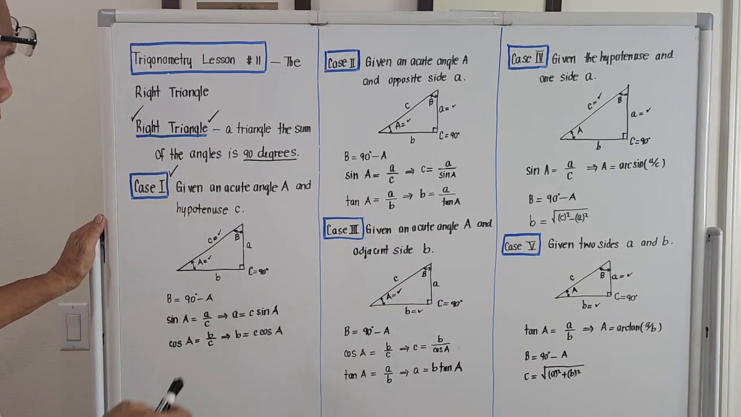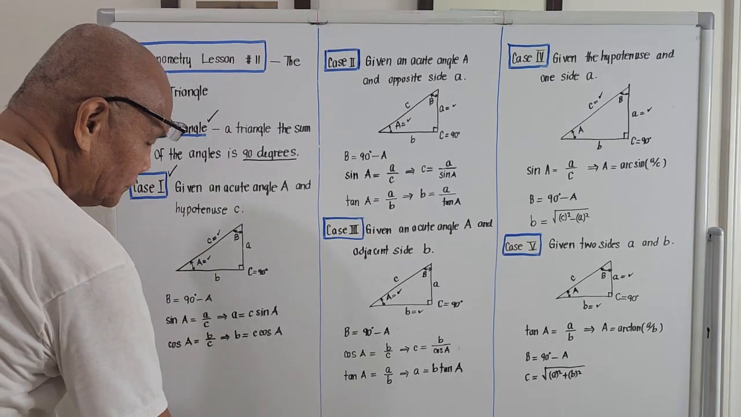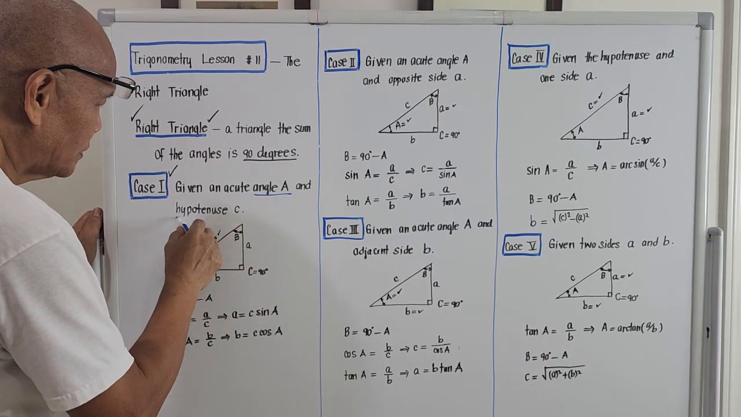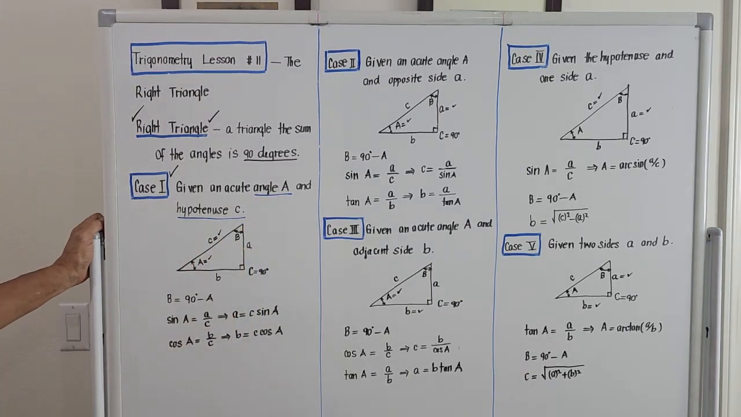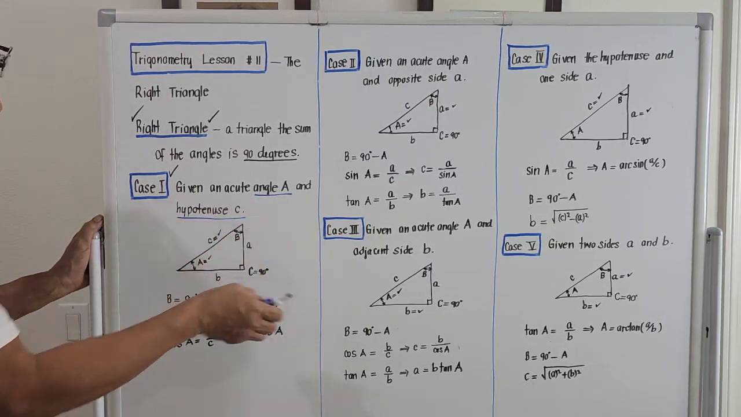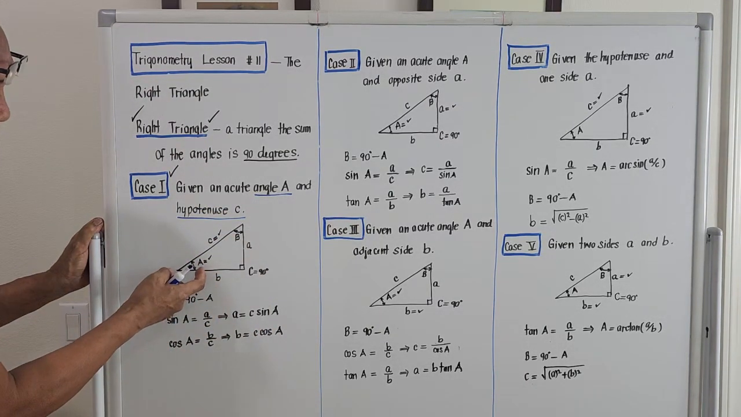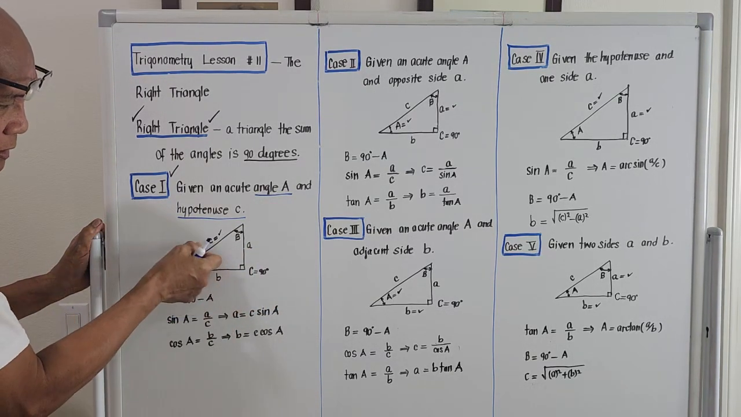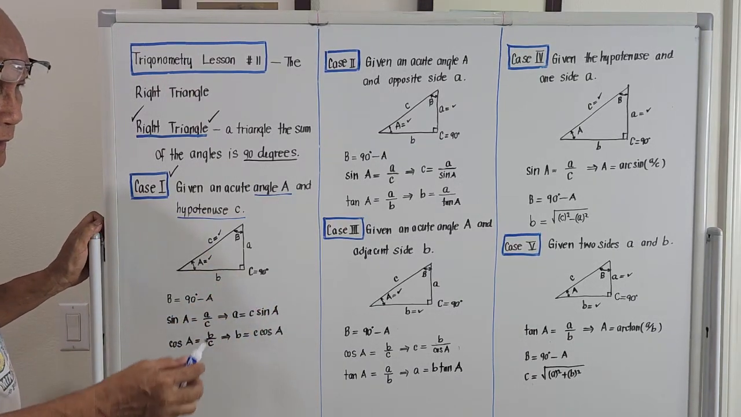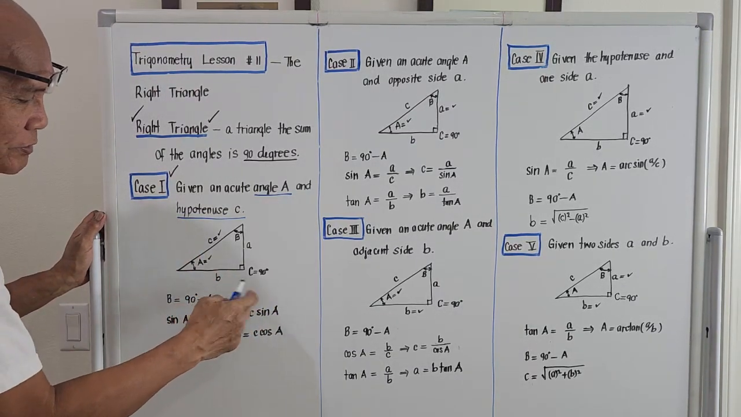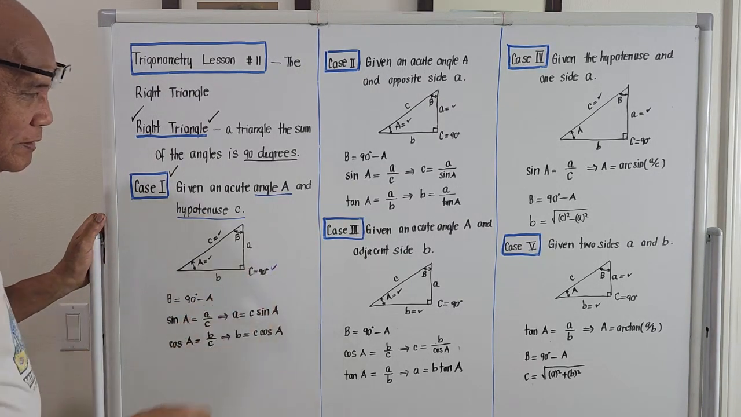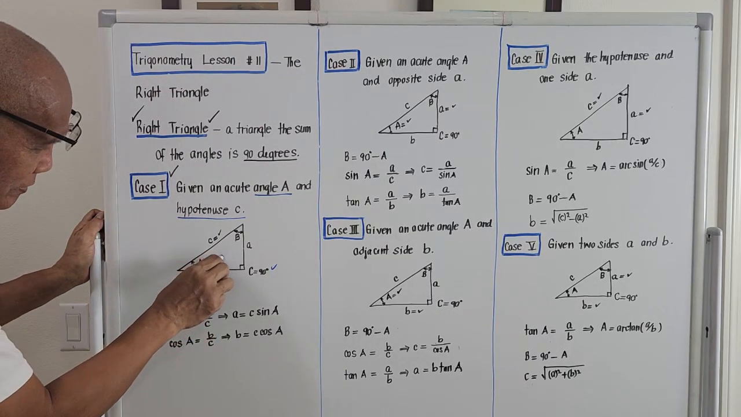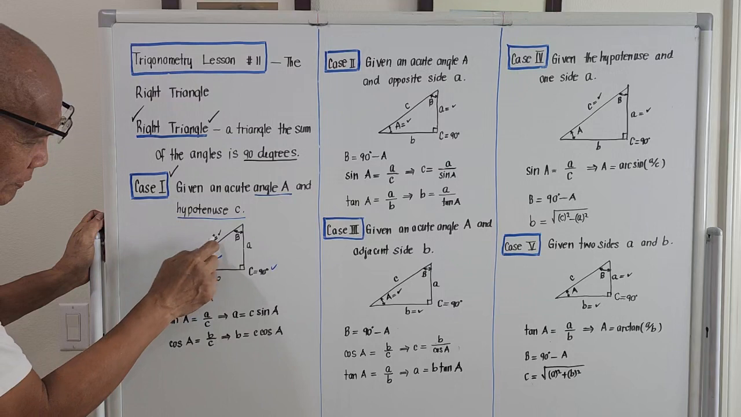We are given an acute angle A and hypotenuse C. Oh, this is an easy one. Just draw a right triangle. Acute angle A, angle B, side A, side B, side C, and this is angle C. And for it to be a right triangle, angle C should be 90 degrees. Right? For case number 1, what is given is angle A, and we are given the hypotenuse.